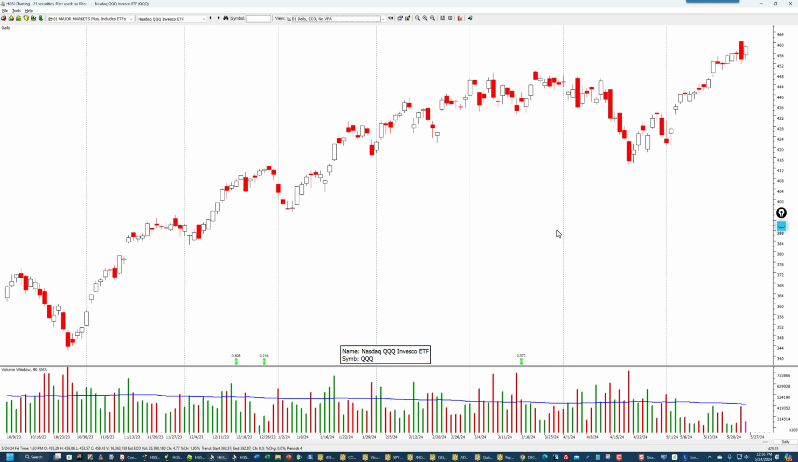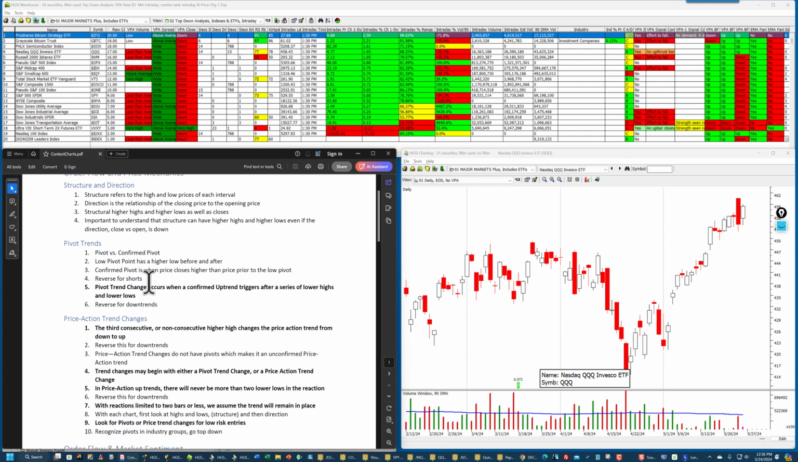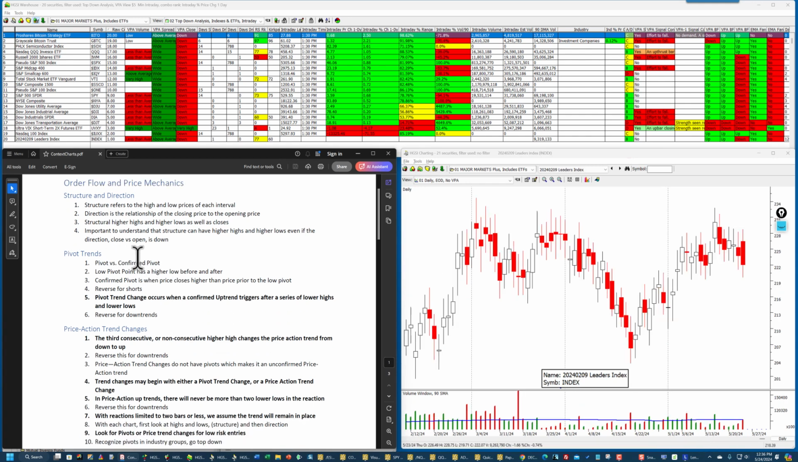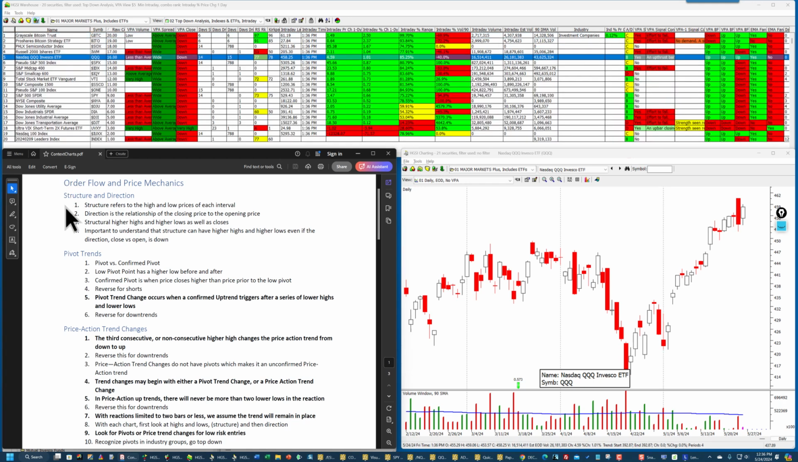I'm going to look at maybe a few stocks too, but let's see if I can define what's going on here. I'm going to bring this guide up. And this is the PDF that's available for you to download. I've talked quite a bit about structure. Now I want to talk more about pivot and pivot trends.